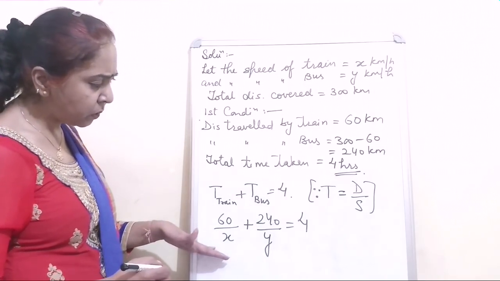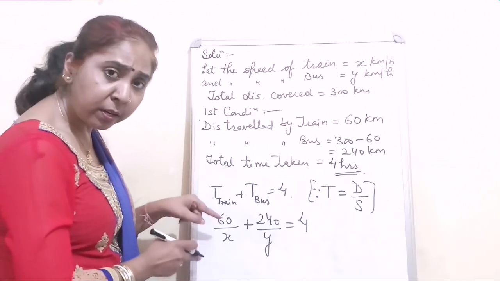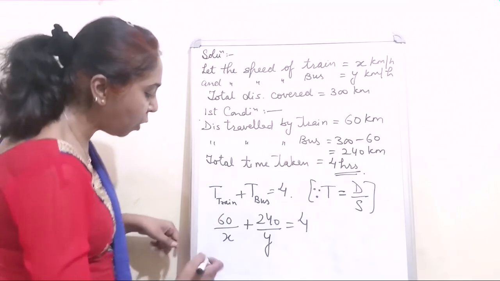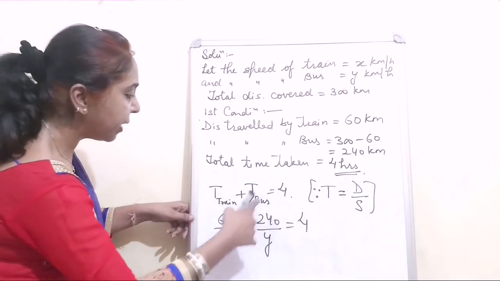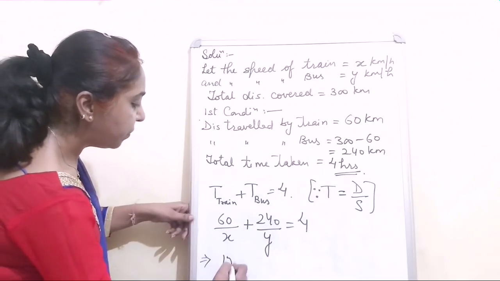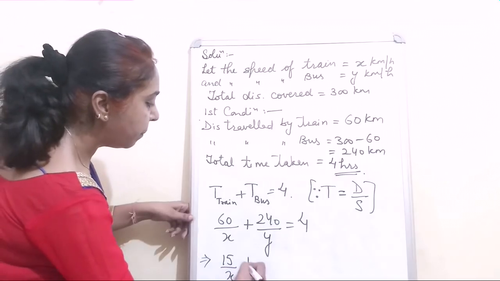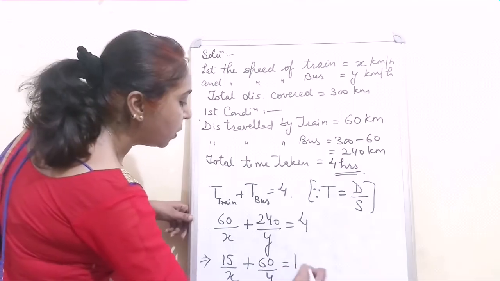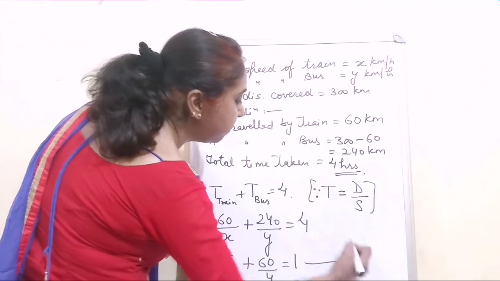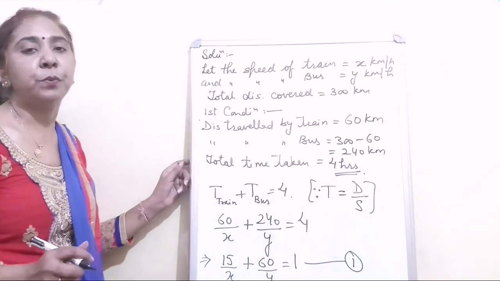But can you see anything common here? 4. Very good, 4 is common. Cut the whole equation by 4. What will you get after cutting it by 4? 15 by x plus 60 by y equals 1, and this will be the first condition.